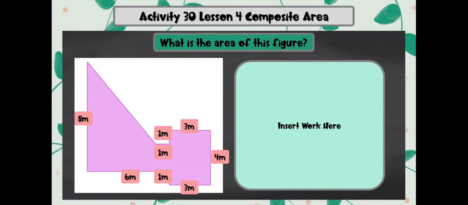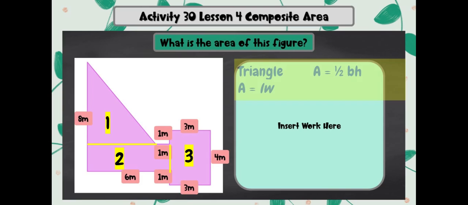Looking at the next figure, I see there's obviously a triangle there, and then there are two rectangles. So I have 1, 2, 3 figures. I know the area for a triangle is area equals 1/2 base times height. And then for the two rectangles, I'll be using length times width.